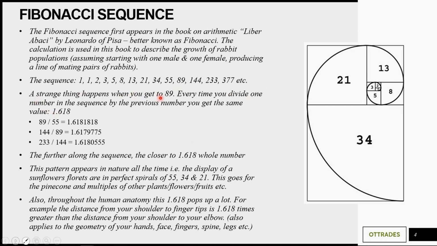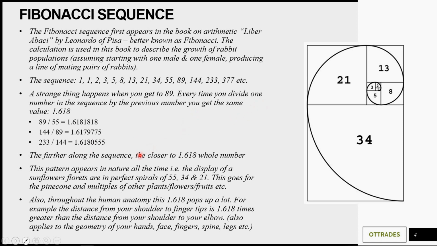Now once you get up to the 89 level and further on from this, every time you divide one number in the sequence by the previous number, for example 89 divided by 55, you get roughly the same value, 1.618. So this is a ratio of 89 by 55, and the further along in the sequence you get, the more accurate you get to this 1.618 level. As you can see here, 233 divided by 144 is 1.6180555. So the next one will be even closer to that whole 1.618 level.